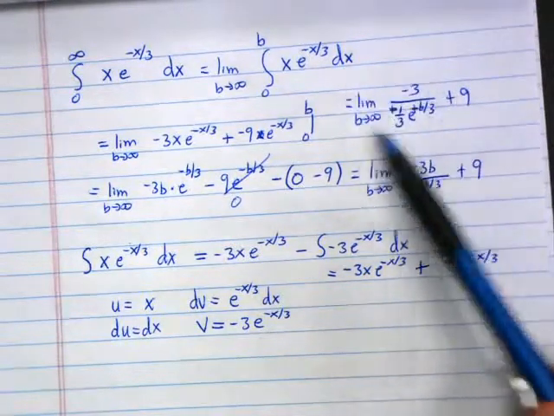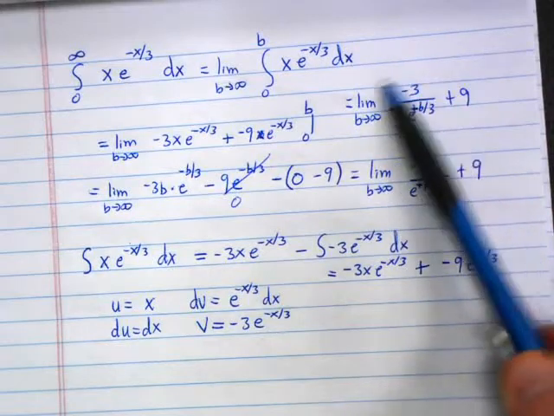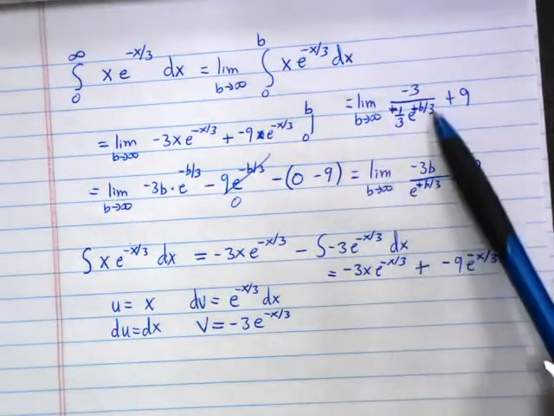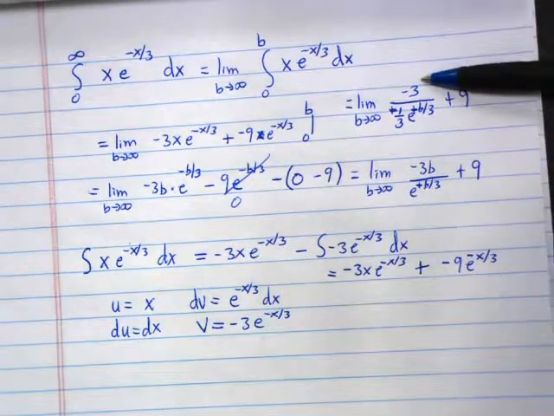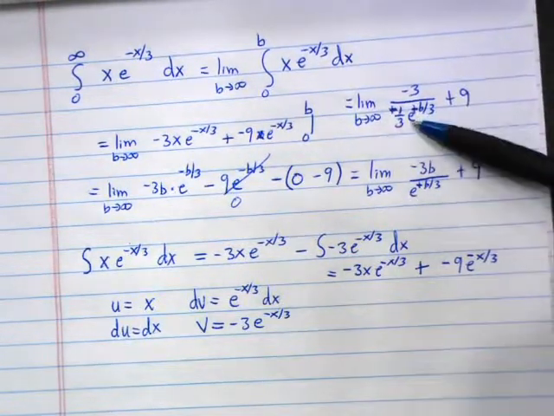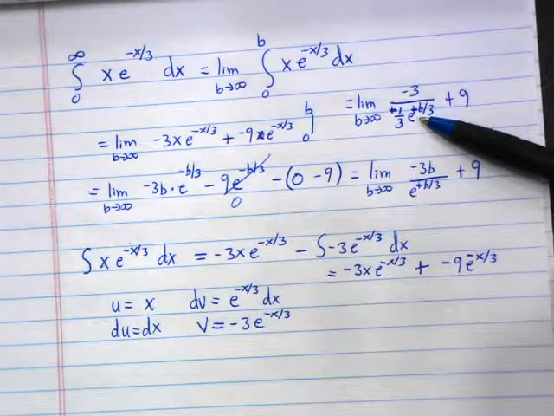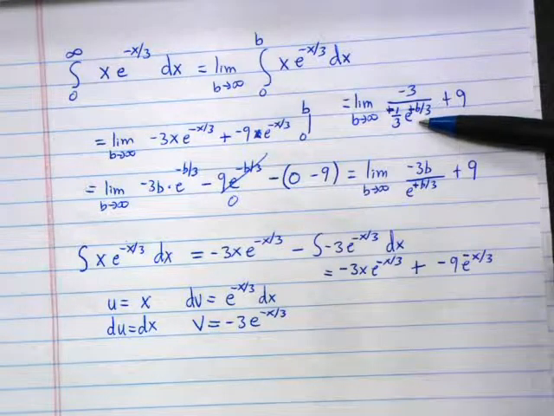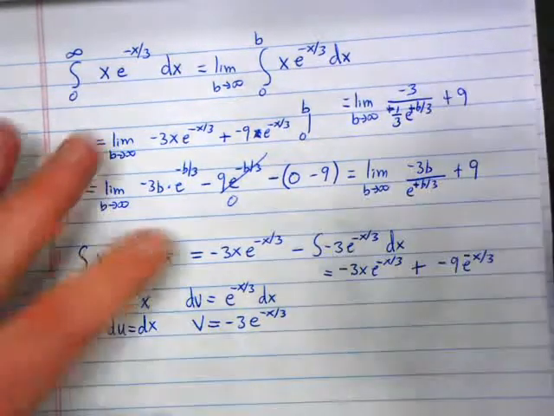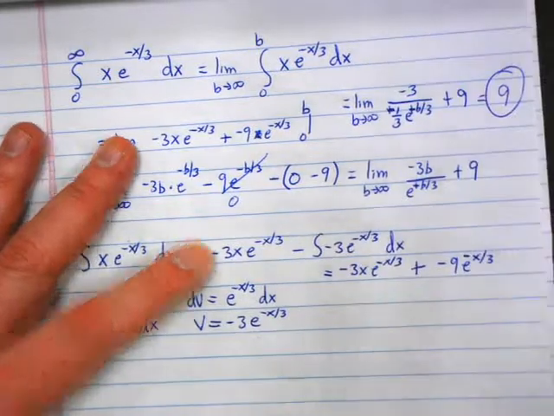What's this limit now? Well, this is a number on top. What happens when b gets really, really big? What happens to e to the b over 3? It gets really, really big. So it's a number divided by something really, really big. It approaches 0. 0 plus 9 is 9.